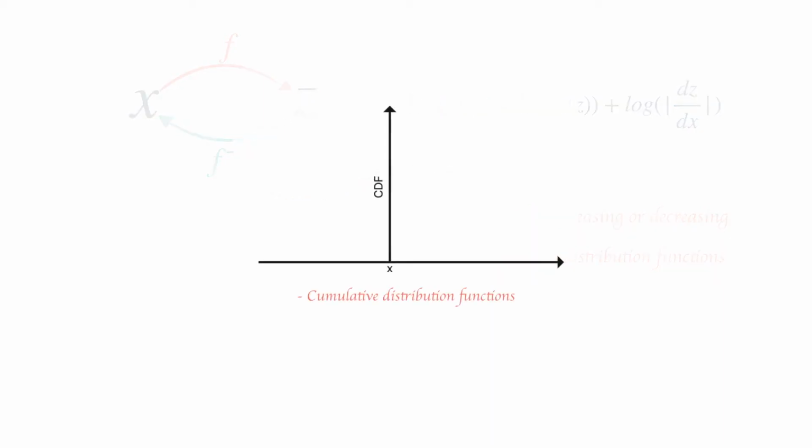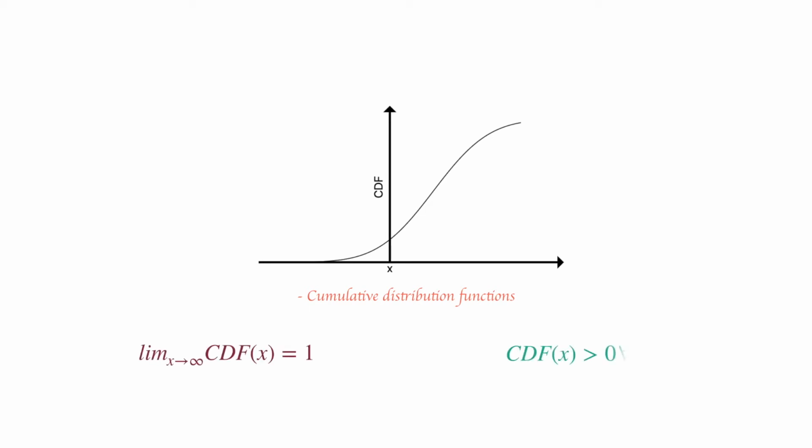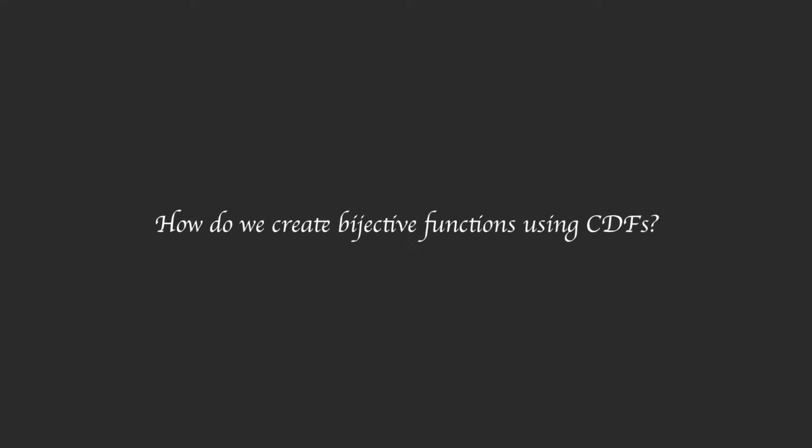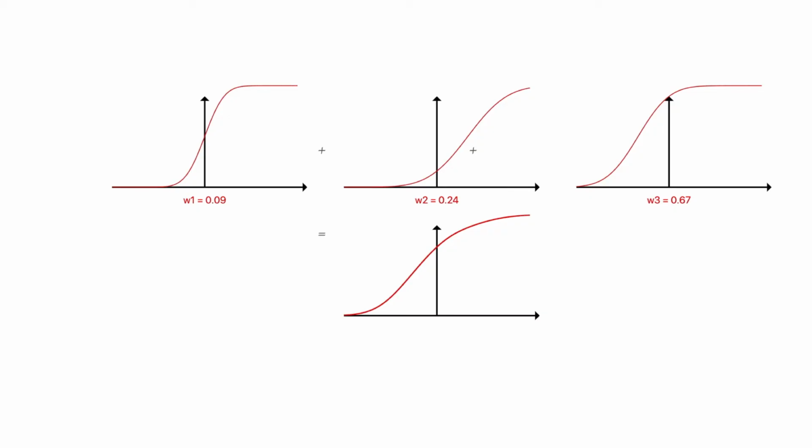A special class of such functions is cumulative distribution functions, or CDFs. A CDF is basically the area under the curve of a PDF. It has these two properties. Now, let's see how we can create bijective functions using CDFs. If we take a weighted combination of CDFs, we get a function which is also continuously increasing. This means it still satisfies our requirement to be invertible.